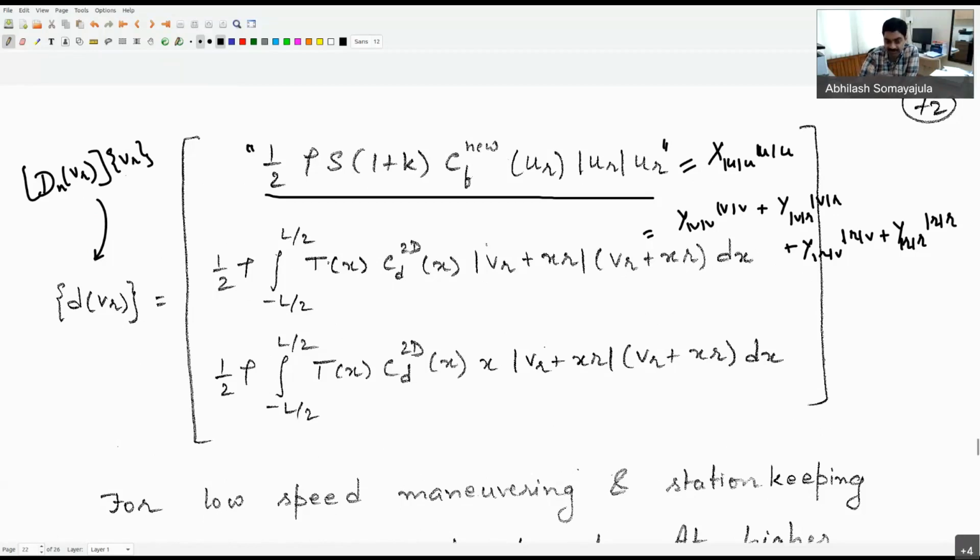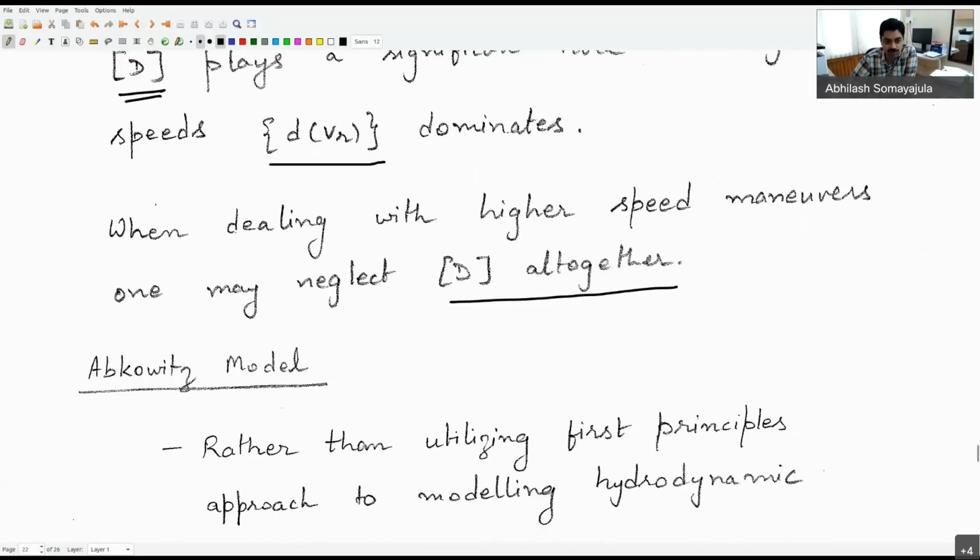But there is an alternative approach which most of you are already familiar with, which is the so-called Abkowitz model, which some of you took. You saw it in your maneuvering course when you took it with me. Okay, or the graduate students must have seen it in the guidance and control of marine vehicles. You must have seen this Abkowitz model come up.